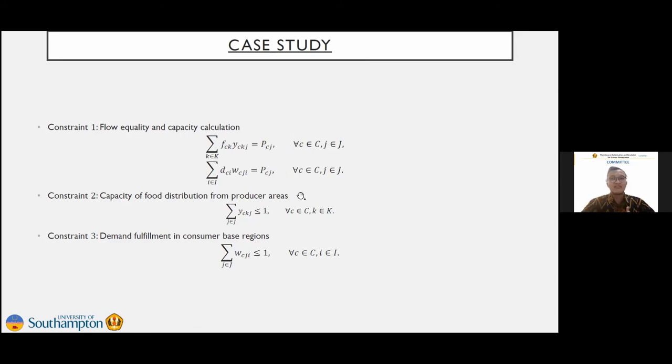We have the capacity calculation. We will calculate the RFH optimum capacity, and the second constraint represents the food network or the food production. The distribution will be in line with the capacity. So let's say in Karawang, the production is 200 tons and the maximum distribution should be 200 tons, in line with the capacity.